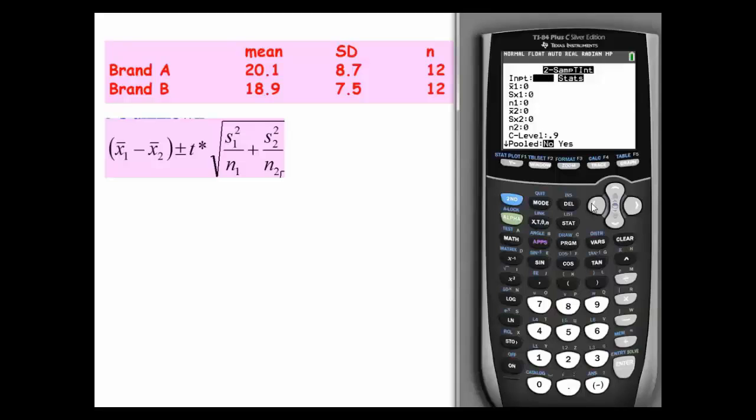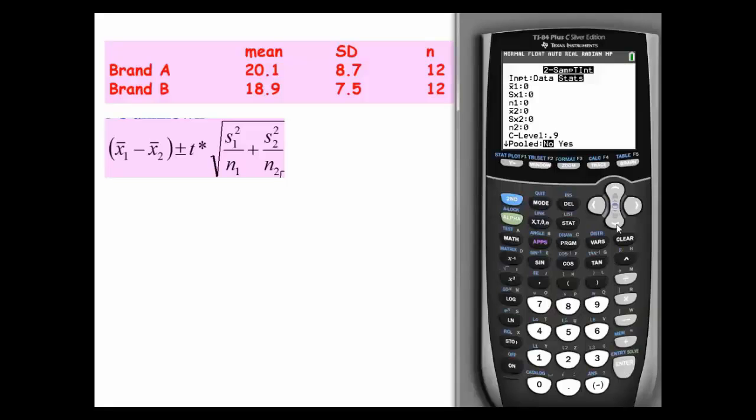Here we get two choices. We could either input it with data, so if I had the raw data in the lists, list 1, list 2, I could type it in that way. Or in this case, we have the statistics. I've got the mean and standard deviation and sample size, so I can do it that way.